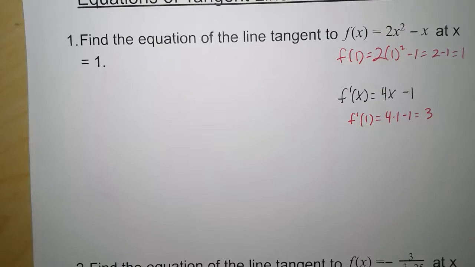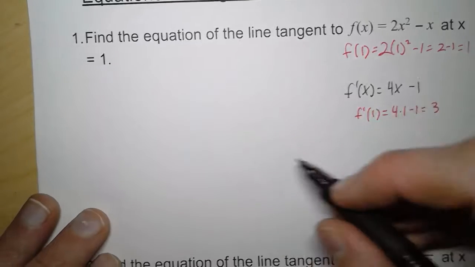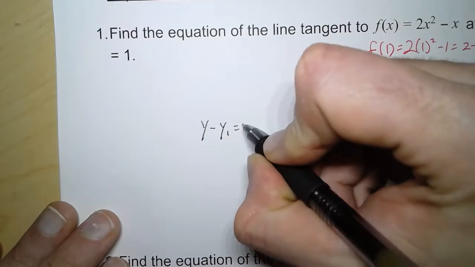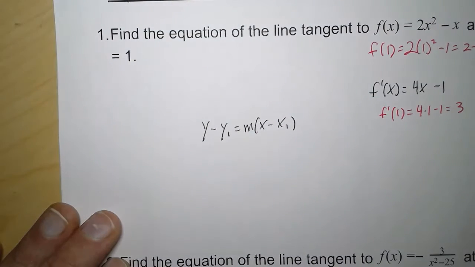Now some books will ask you to put this in slope-intercept form, and some books will have you put it in point-slope form. I'm going to show you both. Point-slope form is easier when you have the information in this form. Point-slope form looks like this: y minus y1 equals m times x minus x1.